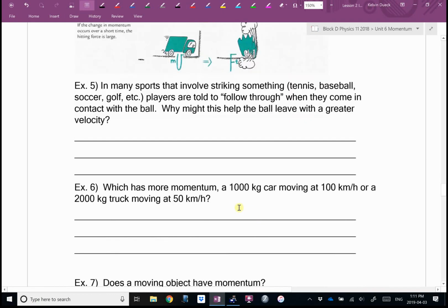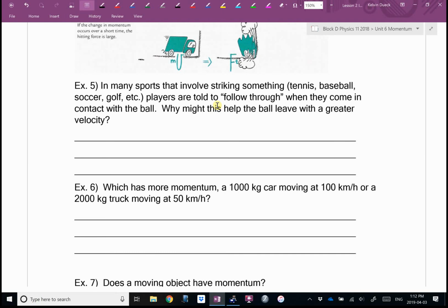In many sports that involve striking something, tennis, baseball, soccer, golf, players are told to follow through when they come in contact with the ball. Why might this help the ball leave with a greater velocity? By following through, which variable are we affecting?